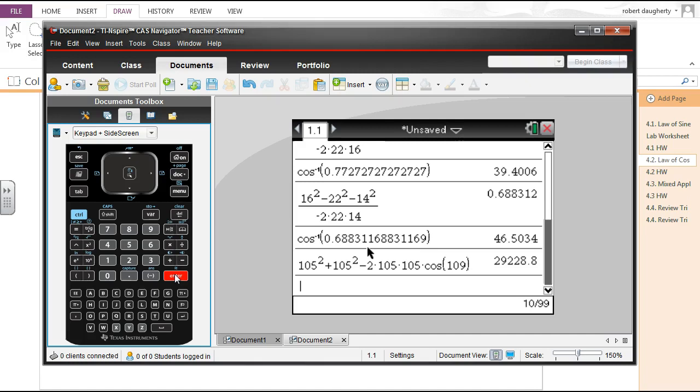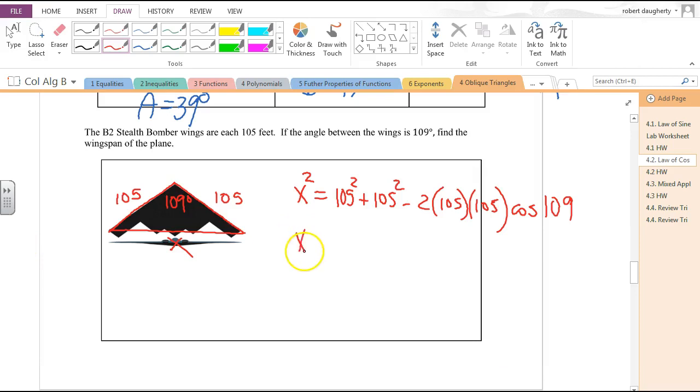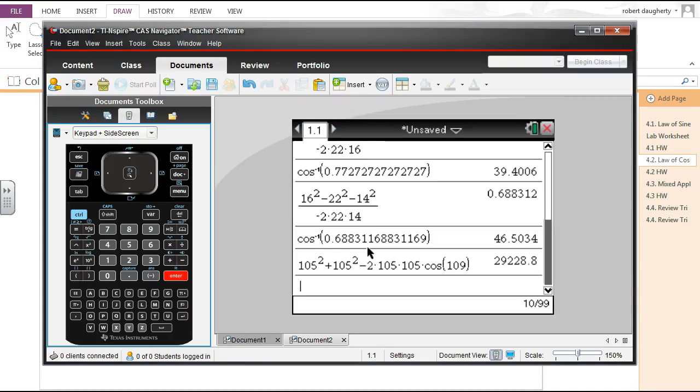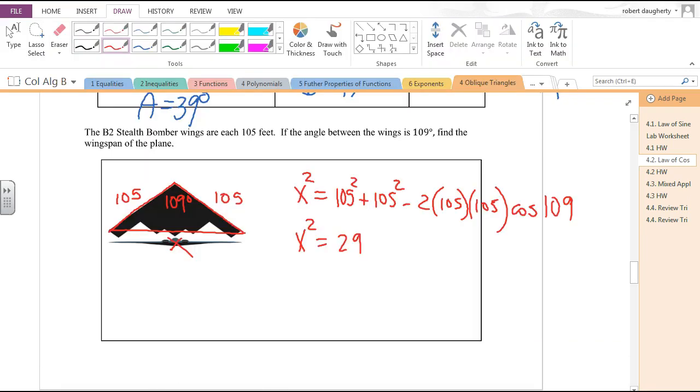You're solving for x squared. Oh yeah, sorry. Sometimes I think, oh, that didn't work, and then you're right, it's x squared. 29,228.8. So x squared equals 29,228.8.